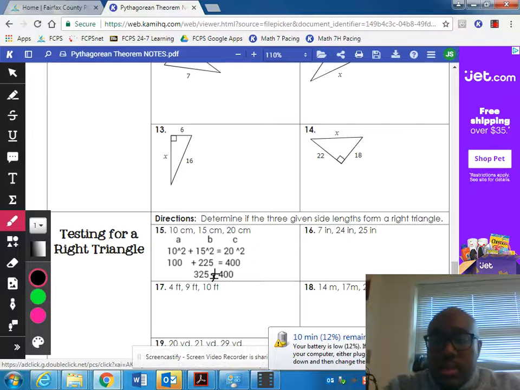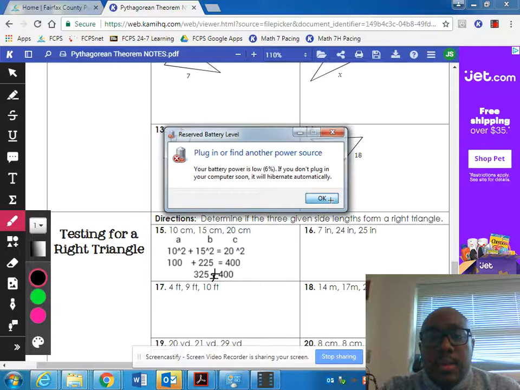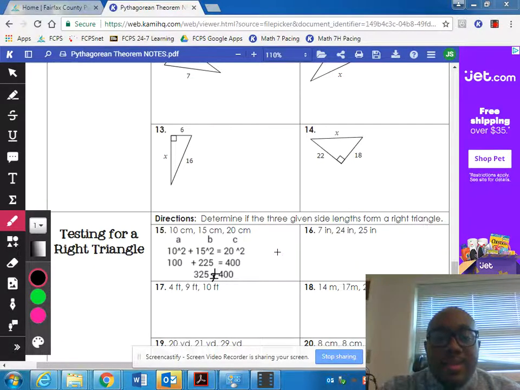Okay, let's go ahead and test this out. First example, we have side lengths of 10, 15, and 20. Notice I labeled all of the different lengths: 10 centimeters is A, 15 centimeters is B, and 20 is C. Some of you might be thinking, how do we determine this? Well, whichever is the longest side has to be our hypotenuse. That has to be our side C. On all these different examples, whichever is the longest side is our side C.